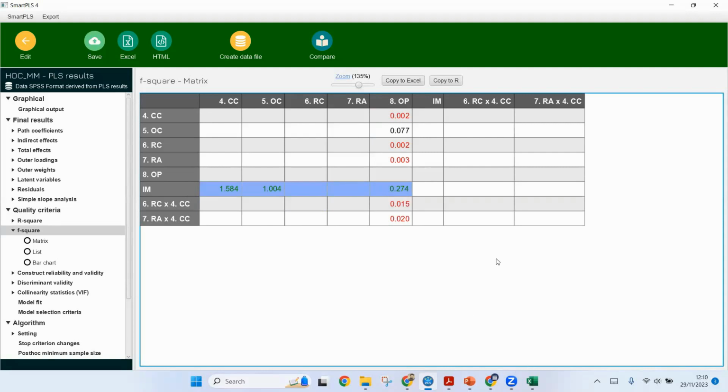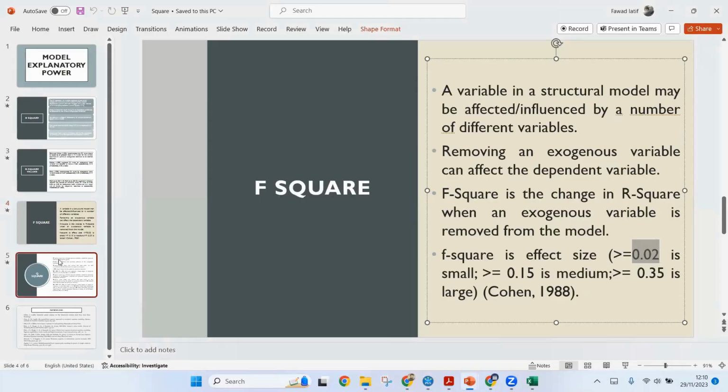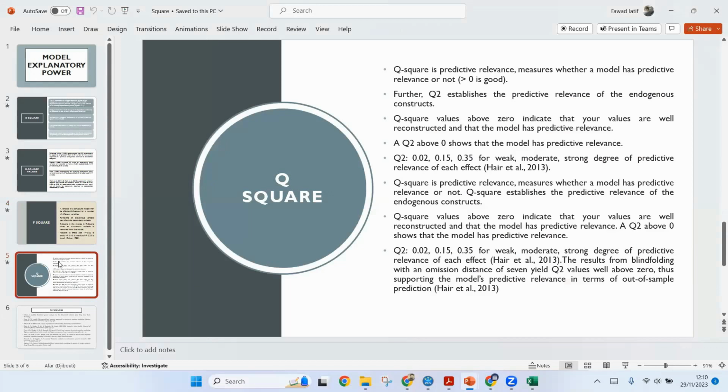Now, finally, you've got another square, as we call it, and that is referred to as Q square. Q square is predictive relevance; it measures whether or not a model has predictive relevance. Now, what do you mean by predictive relevance?